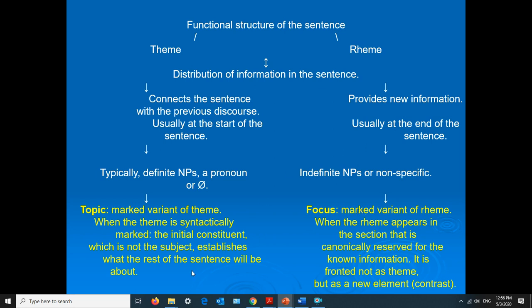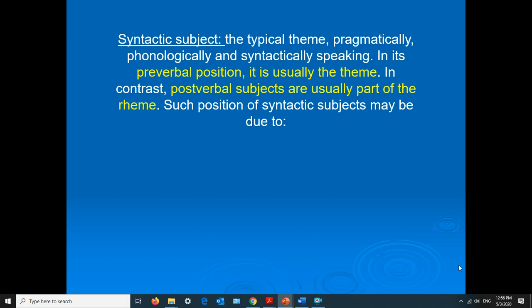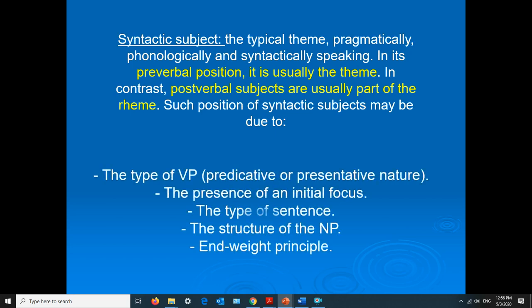I will skip this for the time being because it won't be the topic of our discussion, but of importance here is to remember that the syntactic subject in a sentence is usually the typical theme, not only syntactically speaking, but also pragmatically and phonologically speaking.